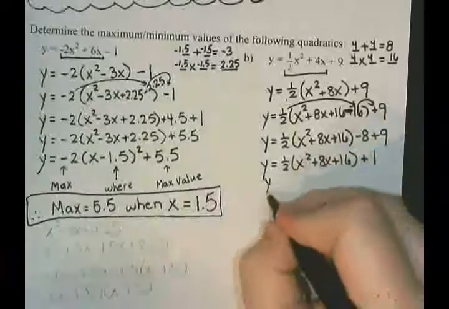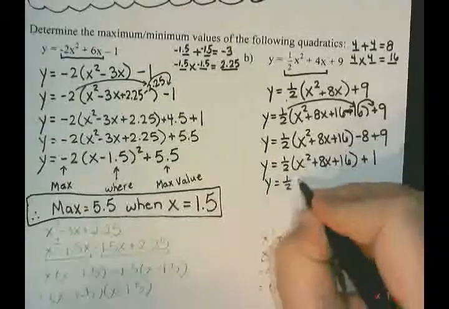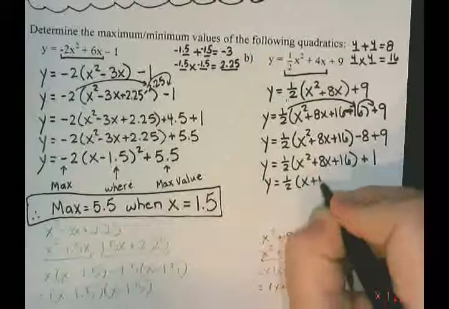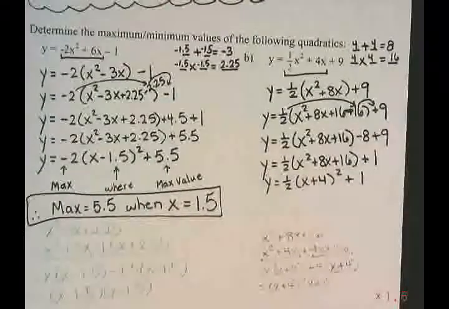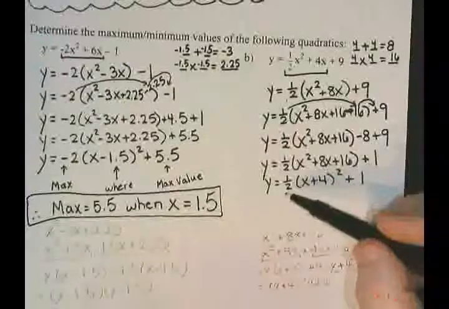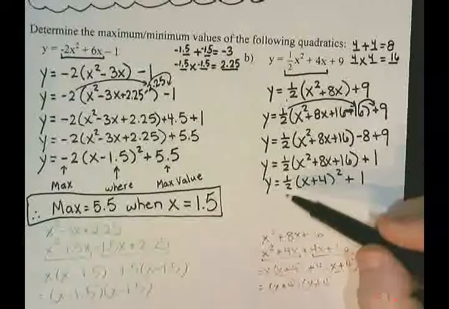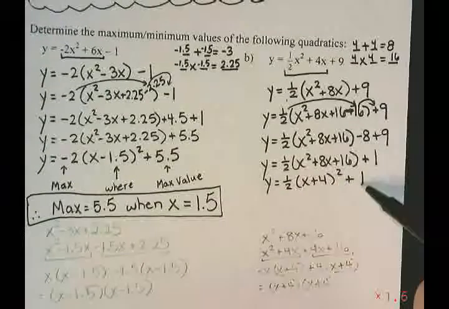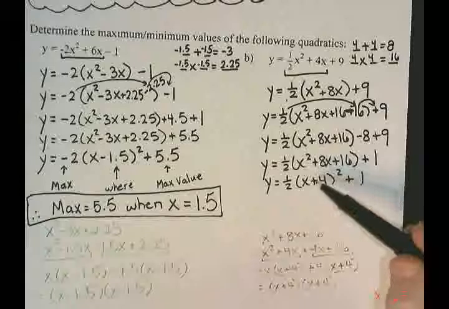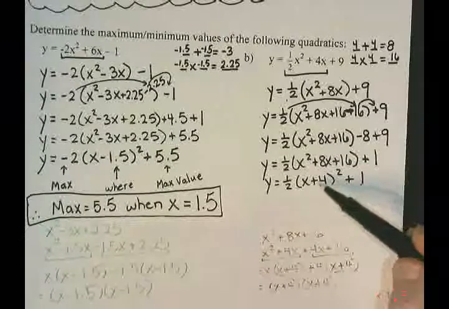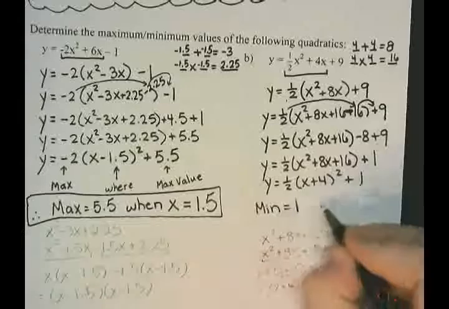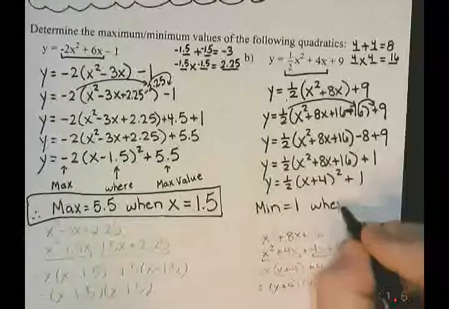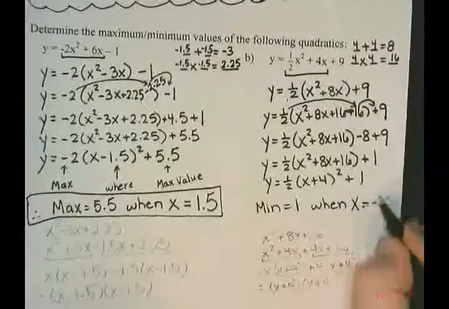So y equals 1/2 times x plus 4 squared plus 1. Now, this time, it's a positive in front, so this is going to be a minimum of 1 when x is the opposite of this, negative 4. So the minimum equals 1 when x equals negative 4.